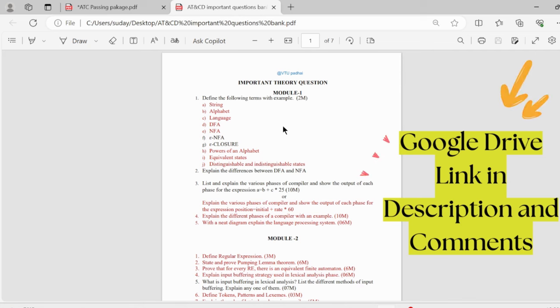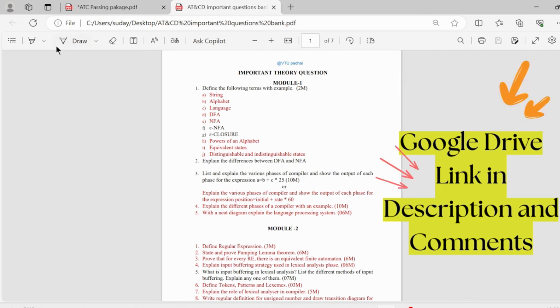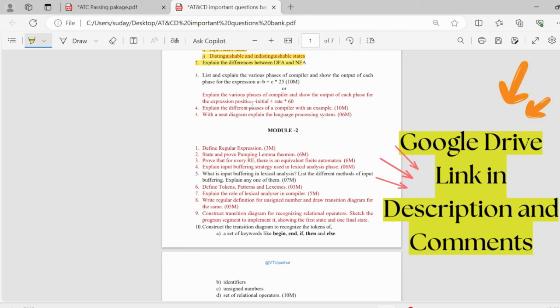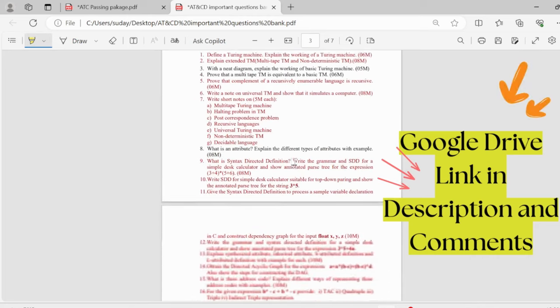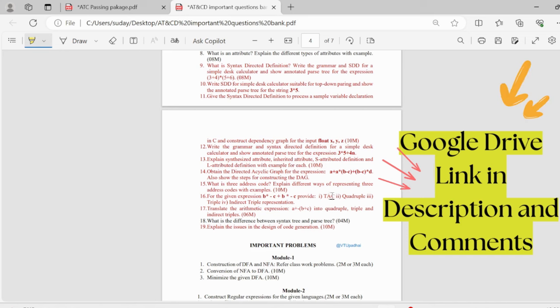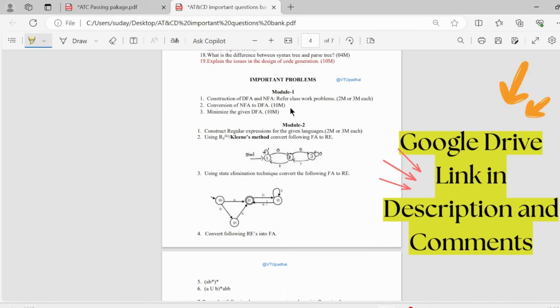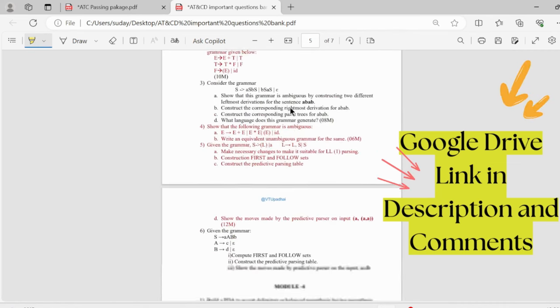Looking at the important theory questions which I've noted down here. From the first module, as discussed, they could ask the definitions, and along with that, a neat diagram of language processing and the different phases of compiler. So here are the theoretical questions. Coming to the fifth module also, we have theory questions. In three address code, they can ask what is quadruple, triple, and indirect triple representation, and then the difference between syntax tree and parse tree, issues in the design of the code generator, code generation, obtaining the DAG for a given expression, constructing the dependency graph, the definition of SDD and types of SDD, and all that. So here are the important questions and problems from the first module, second module, third module, fourth module, and the fifth module.